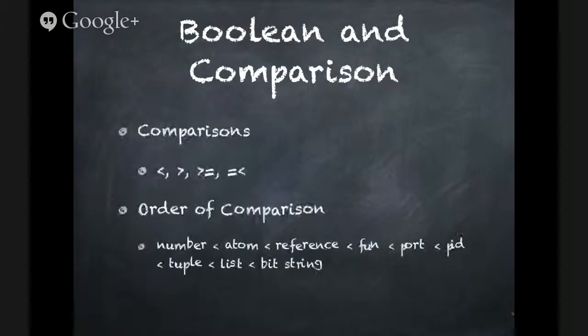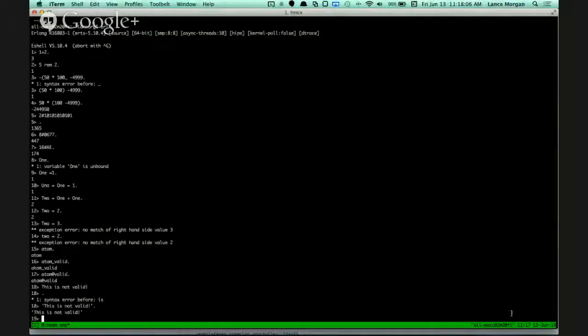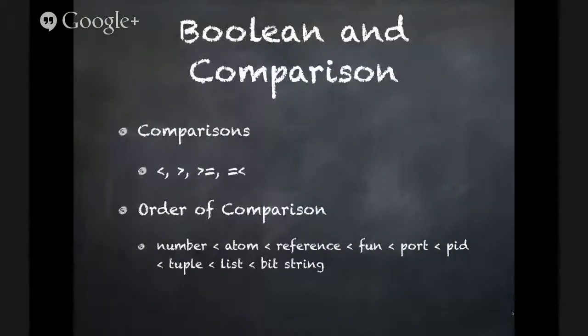There's also, of course, comparisons. You'll notice on the end there that it's equal less than, which is kind of backwards from what we're probably used to. It's one thing that might trip you up if you're doing this. And then you can basically compare anything. So numbers are less than atoms, or less than references, or less than functions, and so on. Save some time. I think that's pretty straightforward.